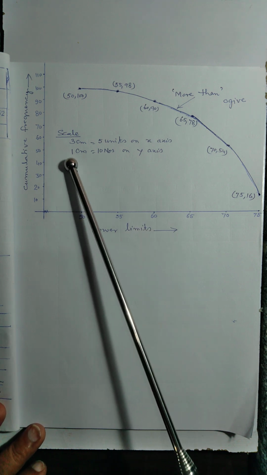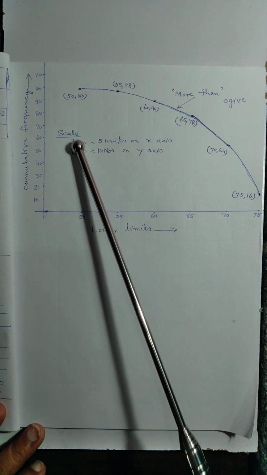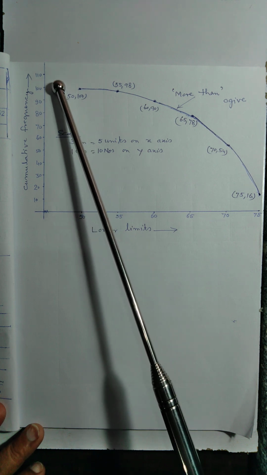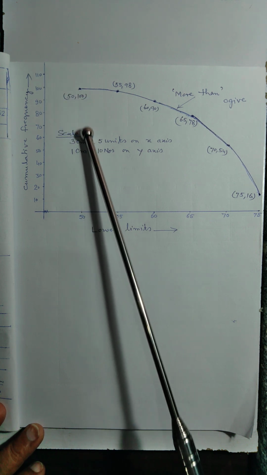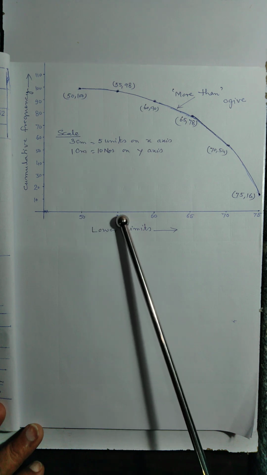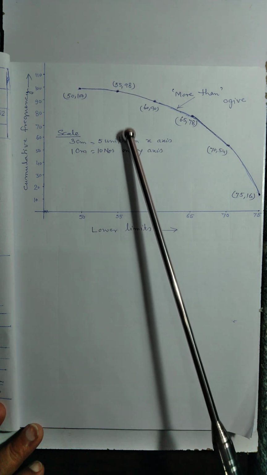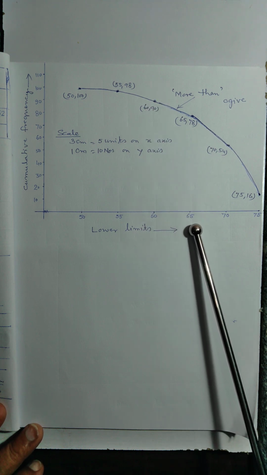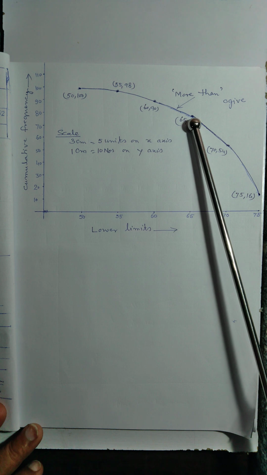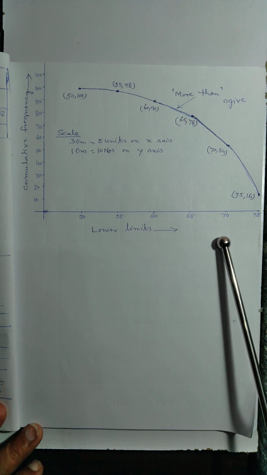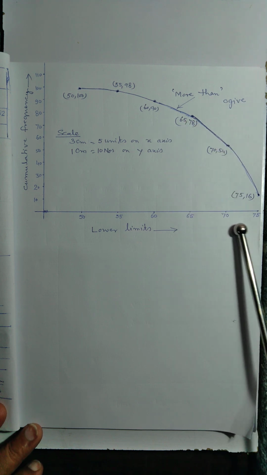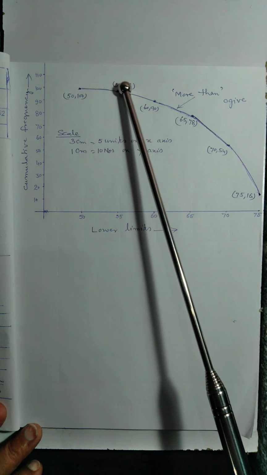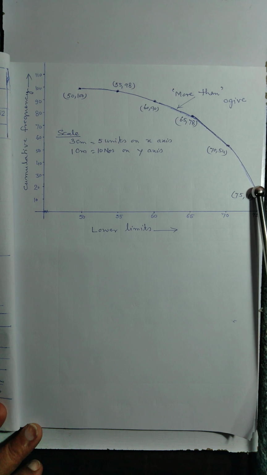And now start plotting the points. First of all, 50 and 100. Here 50 is there and here 100 is there, so plot at 100. The second point is 55 and 98, 60 and 90, 65 and 78 here, 70 and 54, 75 and 16. So our ogive curve is like this.